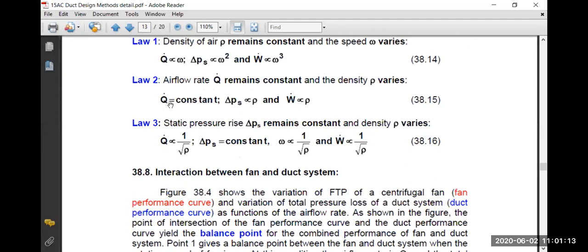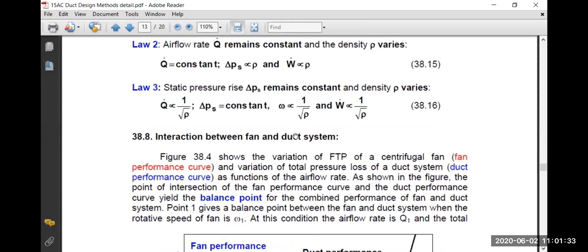Now, the second law is when air flow rate remains constant and the density varies. If density is constant, law 1 will apply. If volume flow rate Q is constant, then law 2 will apply. Delta PS will be proportional to density, that is temperature. And power will be proportional to density, that is temperature.